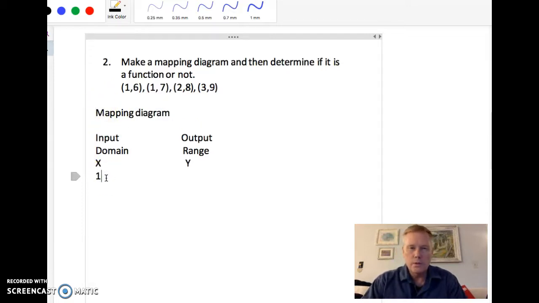So I got 2 ones so in the domain, or the inputs. So I also have a 2, and I have a 3 in the domain. And once again, those are just the x values. Now I'm going to put the range and the outputs over here, which are the same thing. And in the y values, I got 6. I also have a 7, an 8, and a 9.